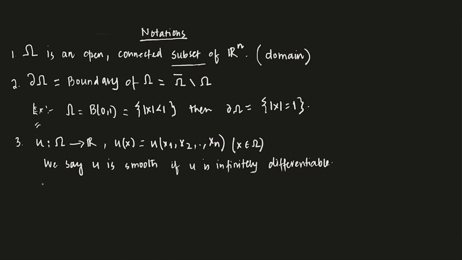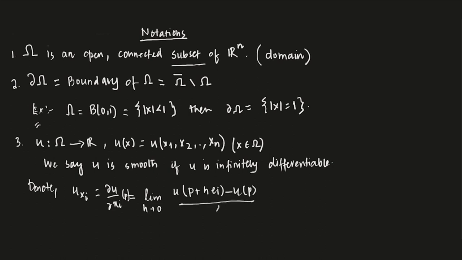Now coming to that, we denote u_xi to be del u by del xi. This is the partial derivative of u in the ith direction. You already know this is the limit as h tends to 0 of u of p plus h e_i minus u of p, divided by h, at some point p. If the limit exists, this is the partial derivative of u in the ith direction.